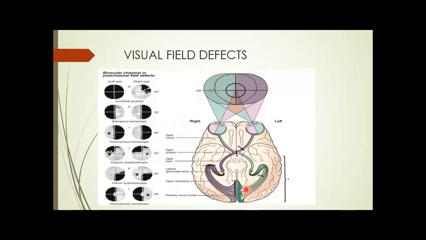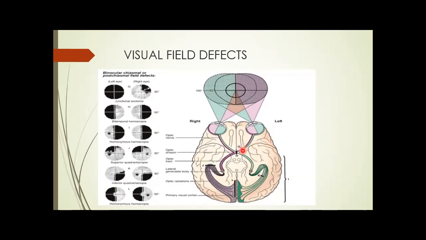First, we will talk about the visual field defects. In the retina, we have nasal fibers and temporal fibers. The nasal fibers are responsible for the temporal vision, and the temporal fibers are responsible for the nasal vision. Then, along this, we have the optic nerve. This is the optic chiasma. These are the optic tracts. Here we have the lateral geniculate body. And finally, we have the optic radiations and the primary visual cortex over here.